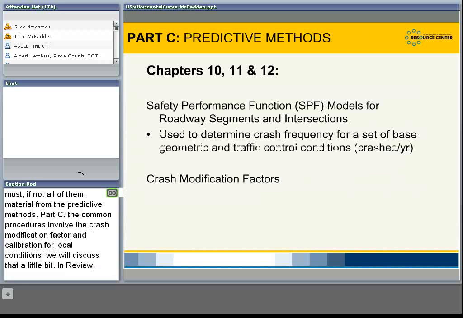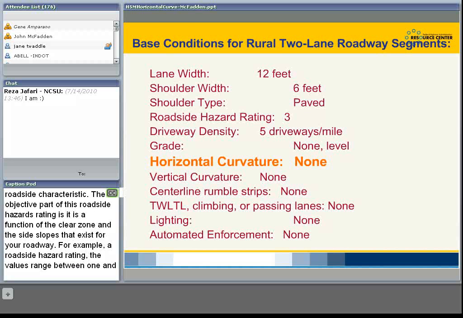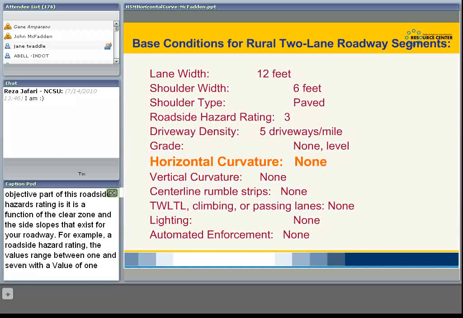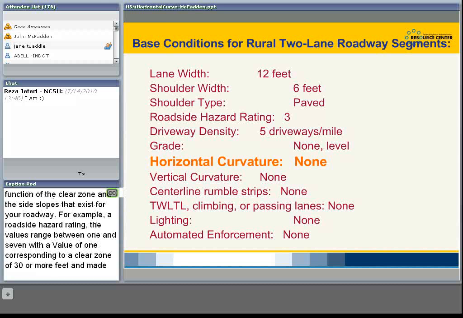What are the base conditions? Well, we get to them now. They include a lane width of 12 feet, a shoulder width of 6 feet, a paved shoulder type, and a roadside hazard rating of 3. This roadside hazard rating is a somewhat subjective, somewhat objective measure of the roadside characteristics. The objective part is that it's a function of the clear zone and the side slopes that exist for your roadway.